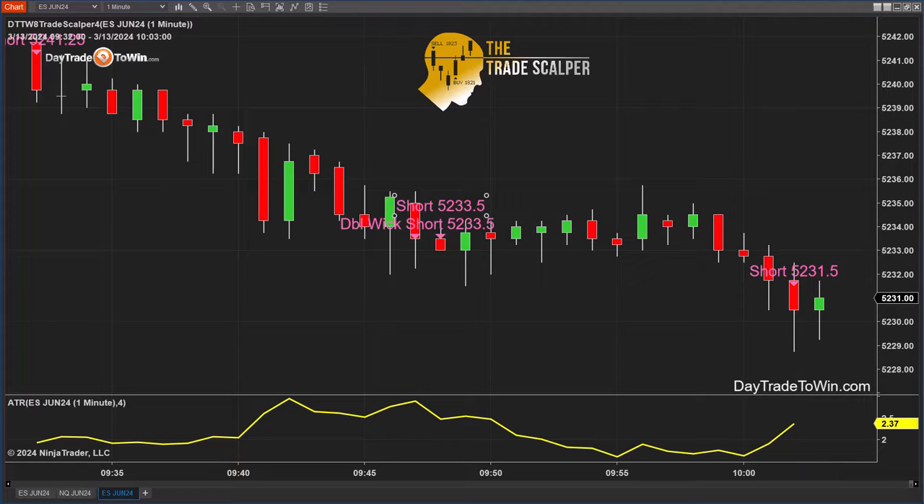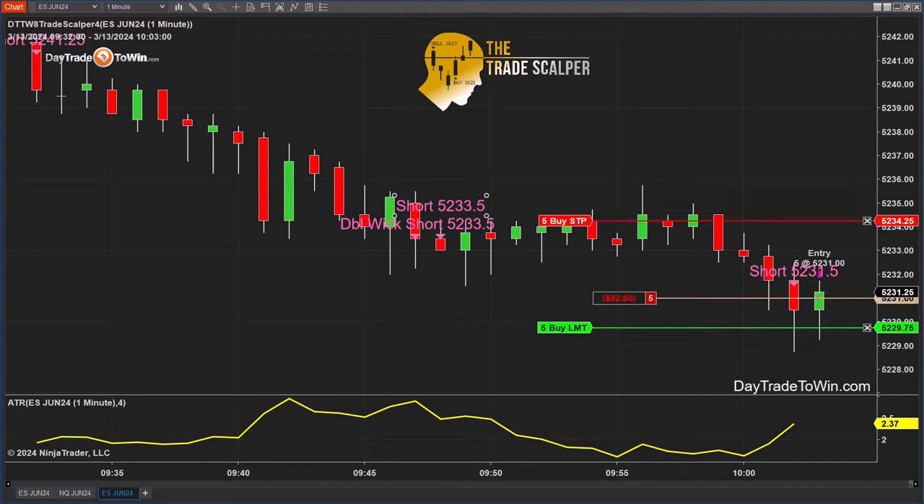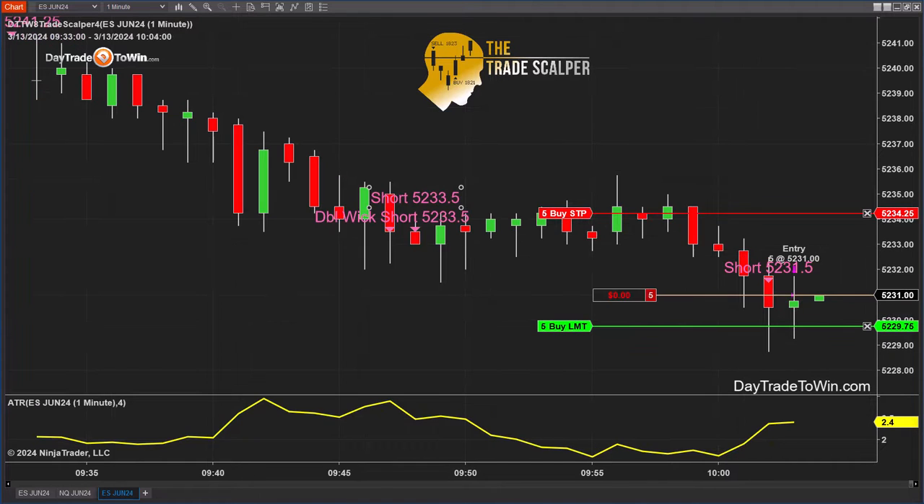So I'm going to place a short trade here, 52.31.50, and then what I'm going to do is allow the ATM strategy to place the targets as well as the stop. So when I got filled here, I just went in at market. When I got filled here, the stop and the target is placed for me.